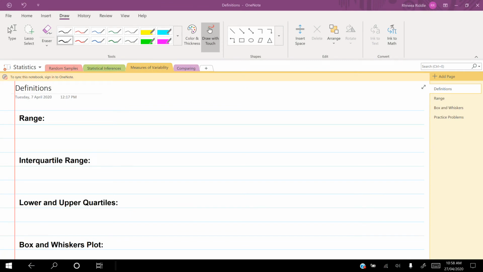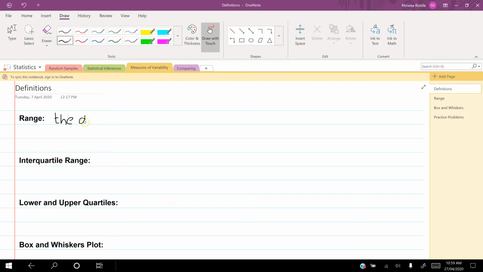Today we're going to be learning about measures of variability in statistics. So to start off, we have a good couple of definitions to go over, so make sure you are following along and writing them down to help you remember in the future. Our first definition is the word range. When you have a data set, the range is the difference between the highest and lowest numbers.